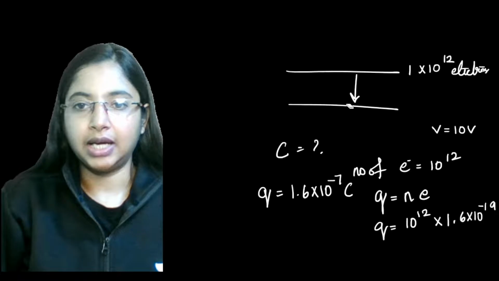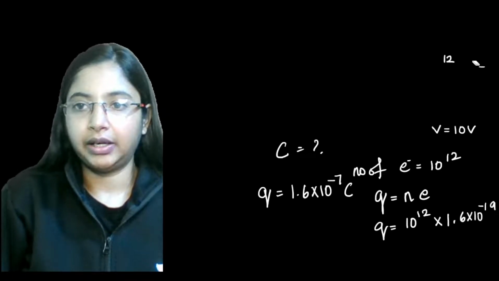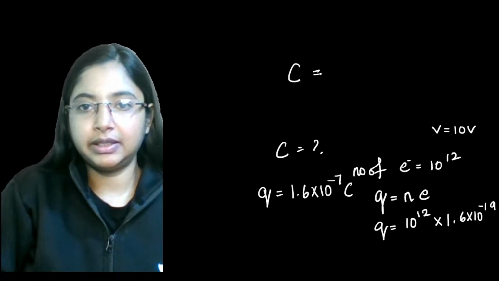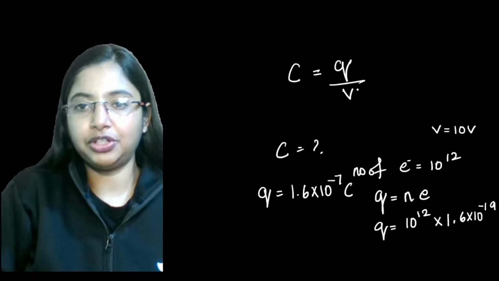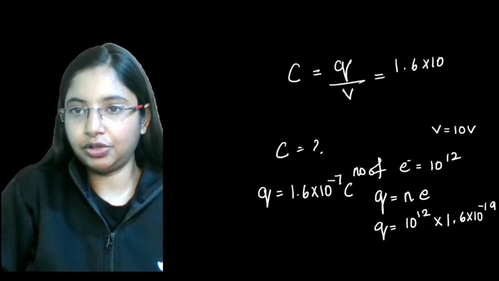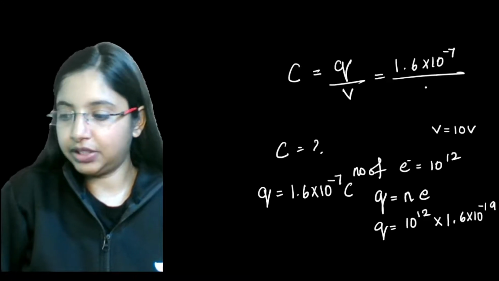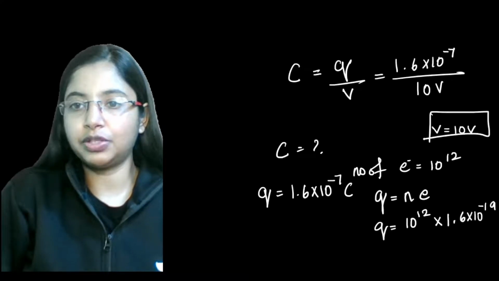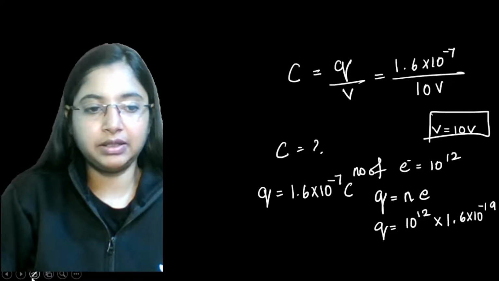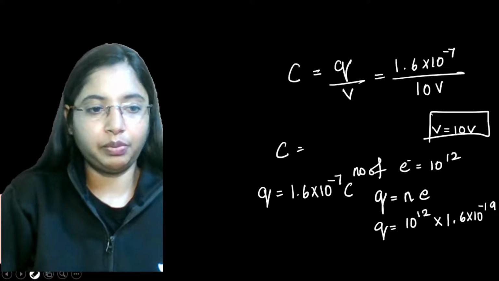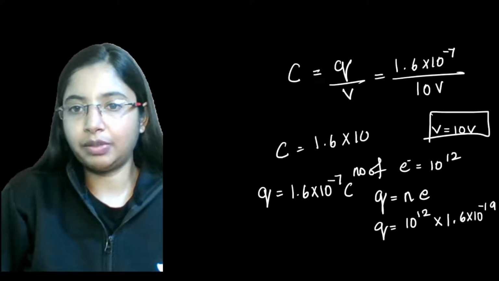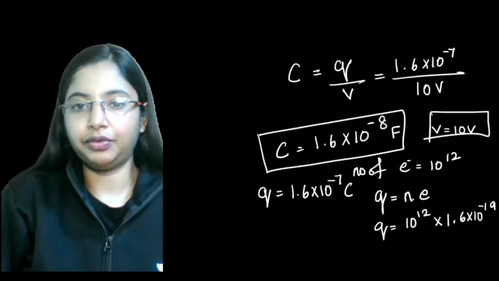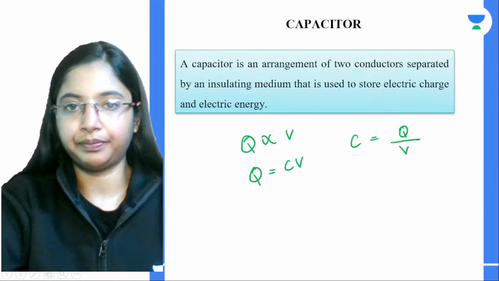Now, so much charge is given from one conductor to another. Now we want to find the capacitance of this capacitor. The capacitance is given by charge by potential difference. Charge is 1.6 into 10 to the power of minus 7 coulombs. The potential difference given in the question was 10 volts. If you solve for this, the capacitance value will be around 1.6 into 10 to the power of minus 8 farad. This will be the value of the capacitance for that particular capacitor.